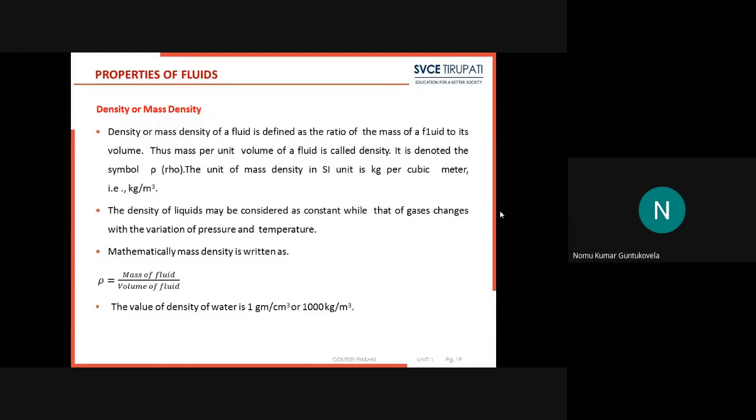Coming here, we have different types of fluids. Based on the types of fluids, some different properties are also there. We have four types of fluids: ideal fluid, real fluid, Newtonian fluid, and non-Newtonian fluid. See here.